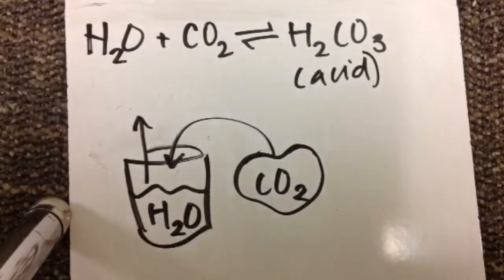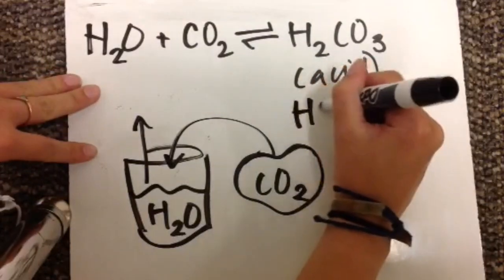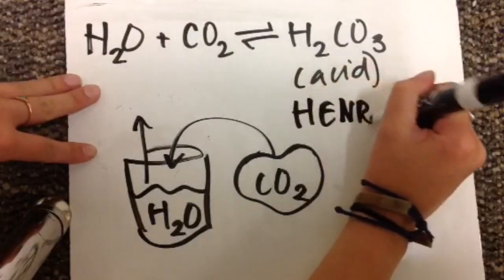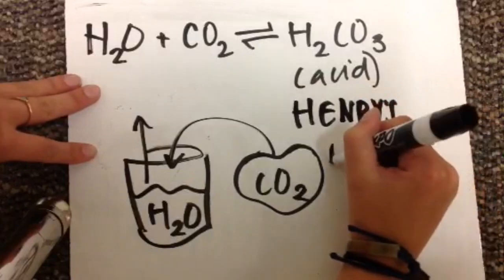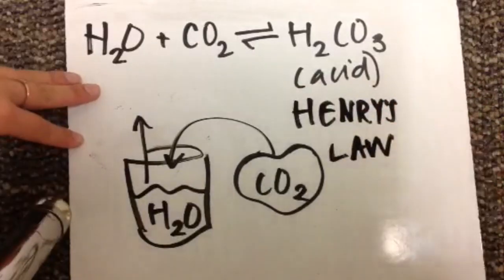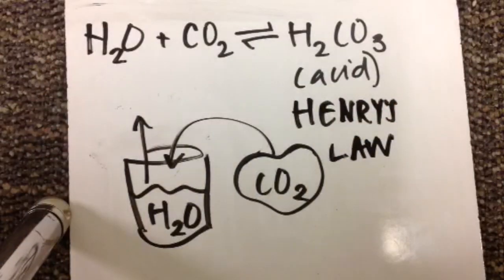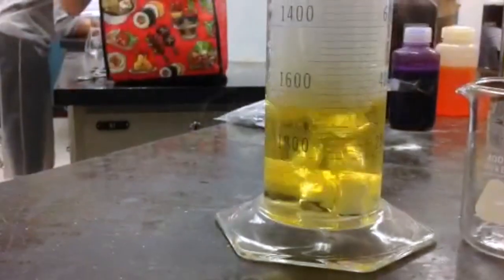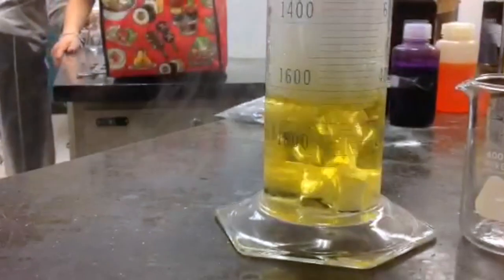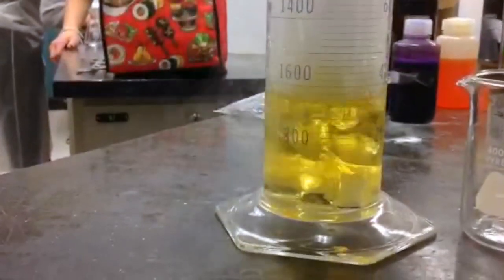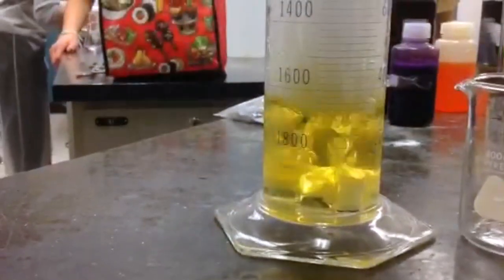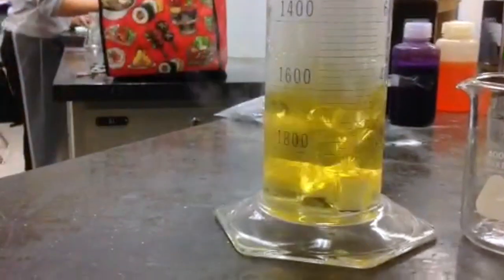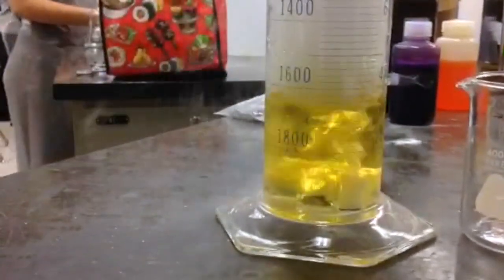When CO2 dissolves in H2O, it demonstrates Henry's law, which states that the solubility of a gas in a liquid is directly proportional to the partial pressure of the gas above the liquid. Now we can see that carbonic acid has been yielded in the experiment because the color in the graduated cylinder is yellow due to the universal indicator, which shows that it is in the acid range.